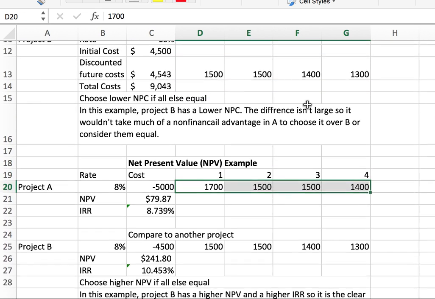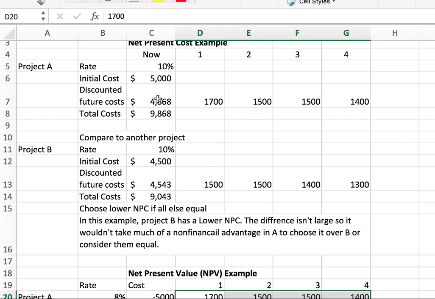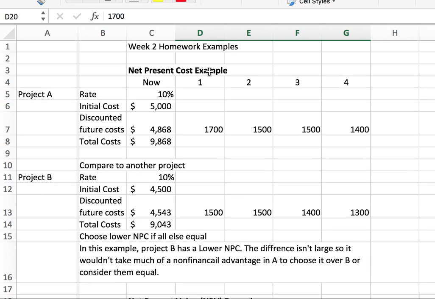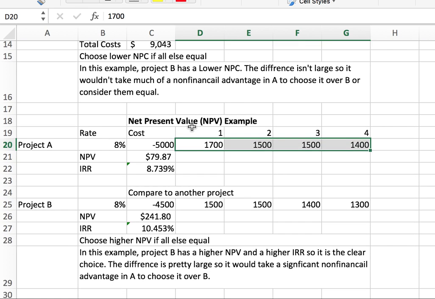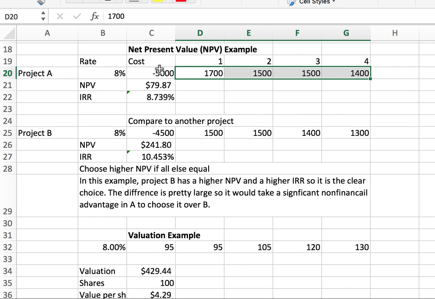That's a difference from this example where all of this is cashed out. All we're doing here is figuring out what the net present cost is. In this case, we're looking for the net present value. If we invest $5,000, how much do we get back?